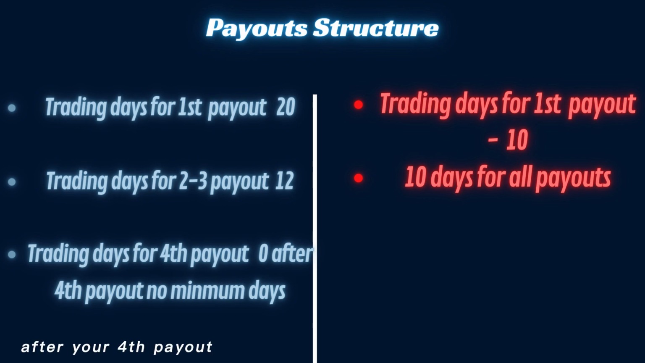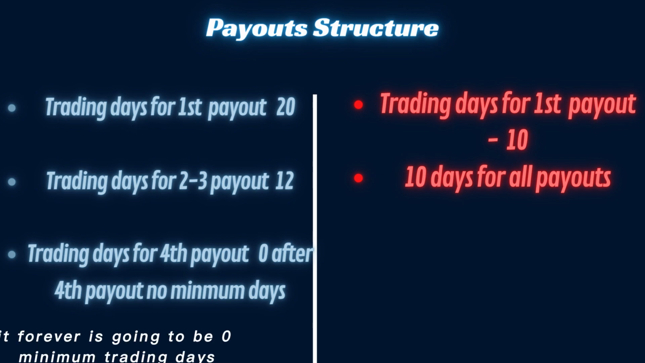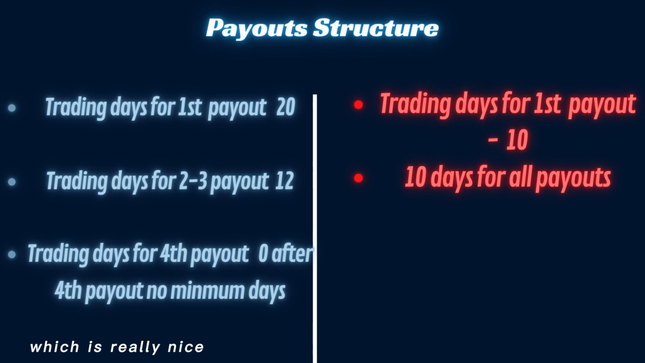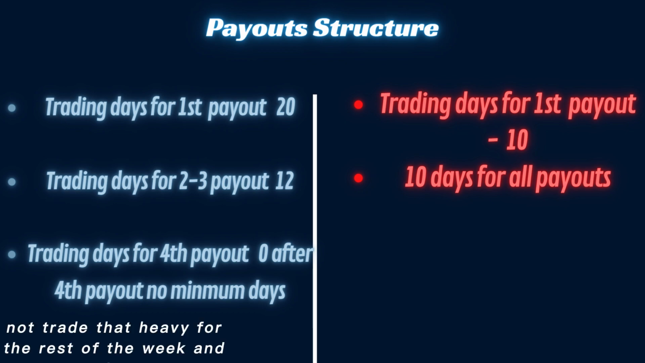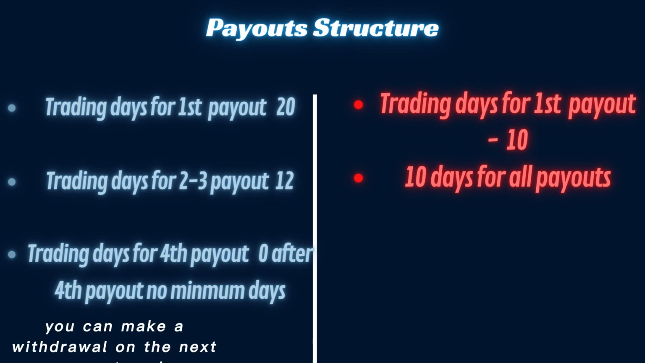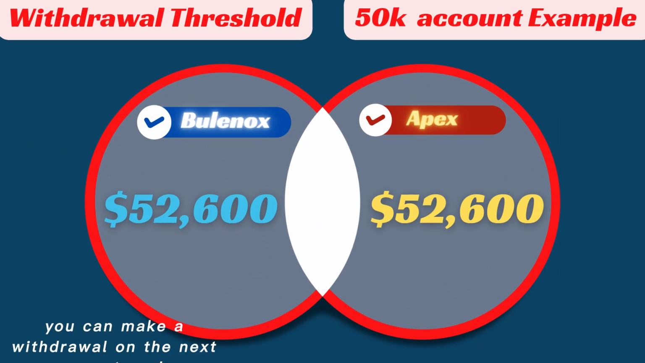That's one thing that's really nice about Bulenox. After your 4th payout, it forever is going to be 0 minimum trading days, which is really nice. So let's say you make a killing in one day, you can kind of not trade that heavy for the rest of the week, and then you can make a withdrawal on the next payout cycle. Our next slide here, withdrawal threshold, 50K example.